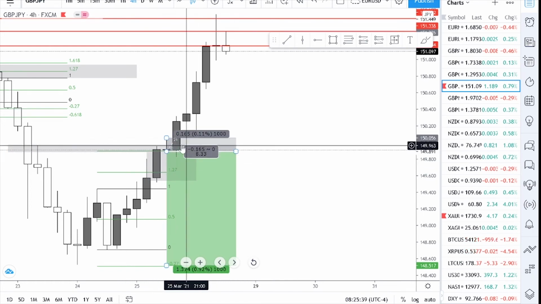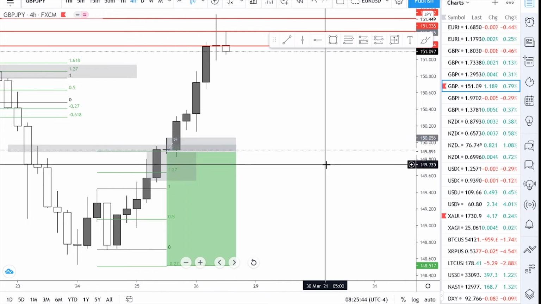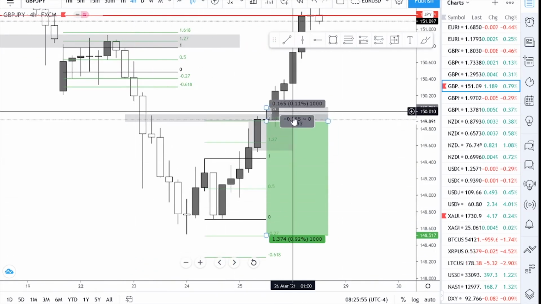I was pretty satisfied with the risk to reward that I was going to get on this trade, so I just let it run like this, and we ended up hitting our stop loss. But this is basically the structure. What I would say didn't go right with this trade was mainly, for one, the stop loss got hit.